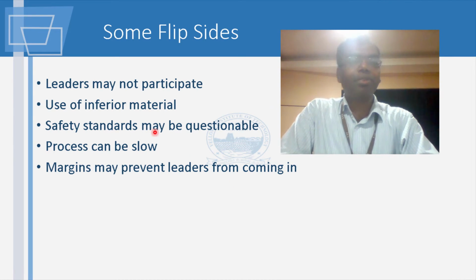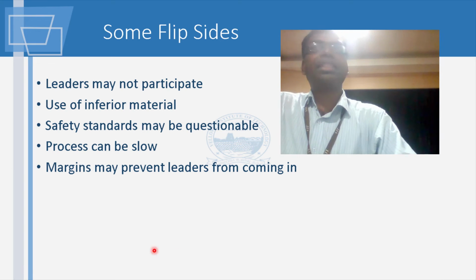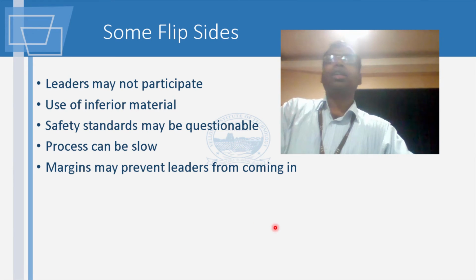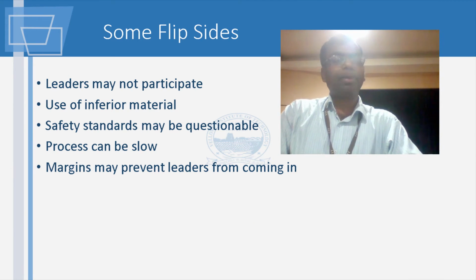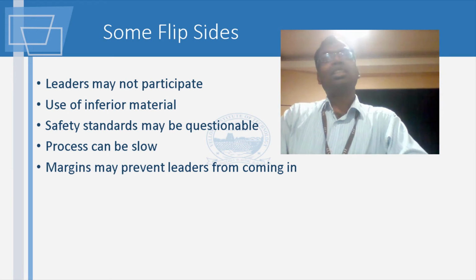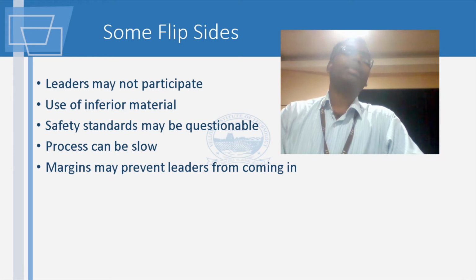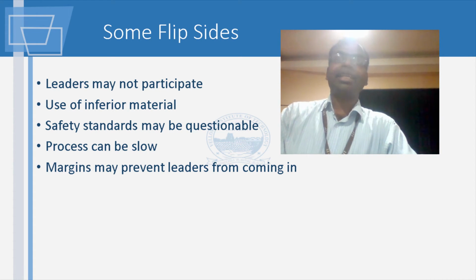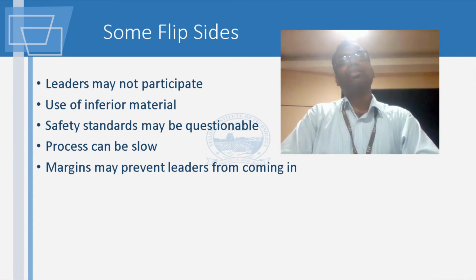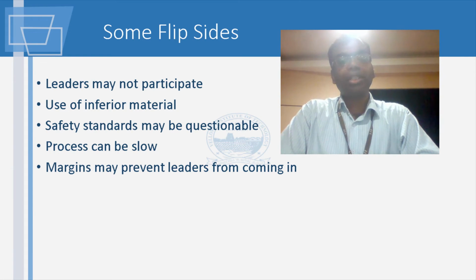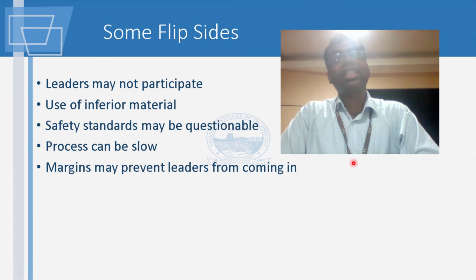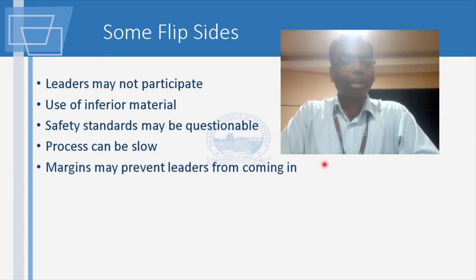Okay, as you rightly told, inferior materials could be used. Safety standards of one company may not be the same as what another company does, and the tendering process itself can be slow because you have to know. You cannot just simply say I want to build a power plant. You have to know how much it's likely to cost. If you know that it's going to cost 500 crores, then you are in a position to judge whether a bid is competitive or not.